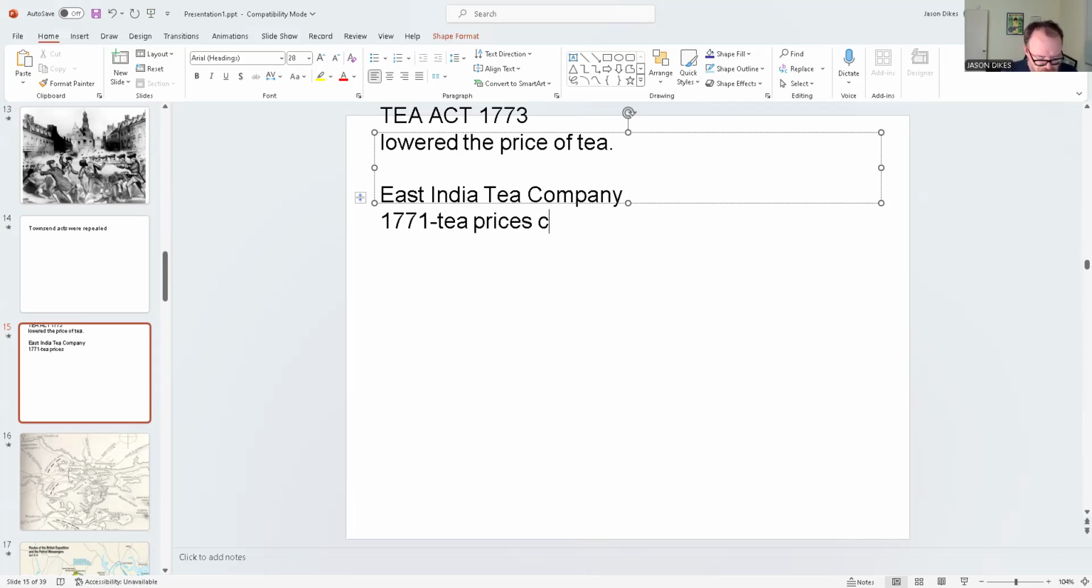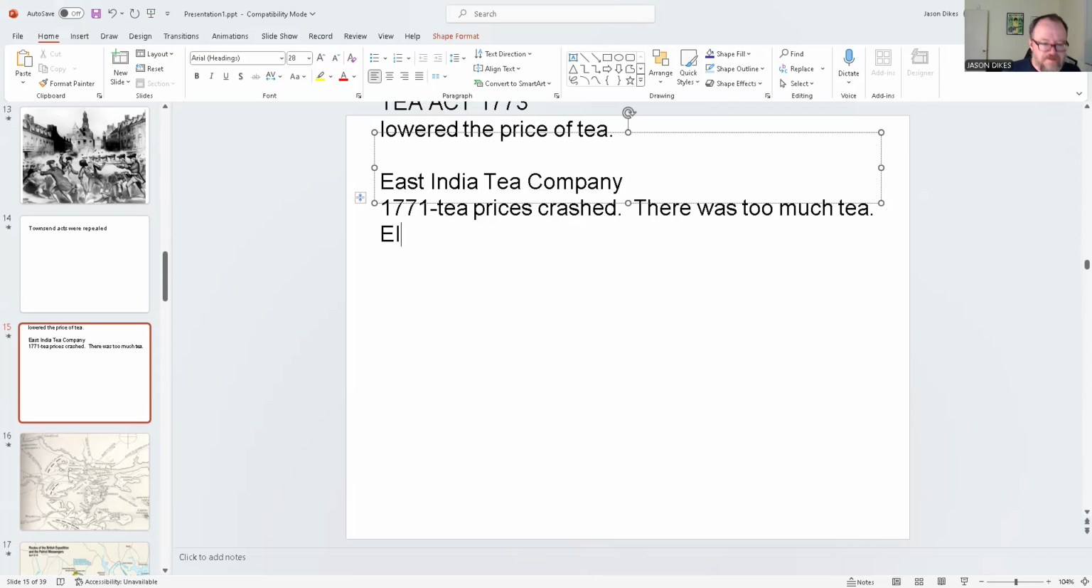tea prices crashed. There was too much tea. And if you have too much of something, the price of it usually goes down, unless you're one of the seven sister oil companies and you have a monopoly and you artificially inflate prices, then they never go down. But the tea, there was just too much of it. And the East India Tea Company, EITC, was broke.